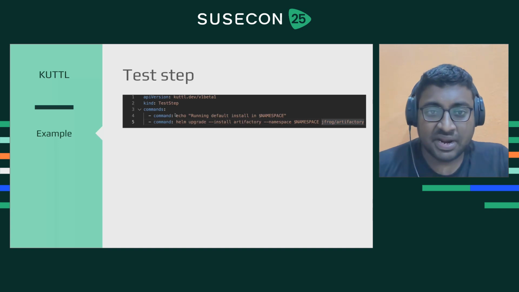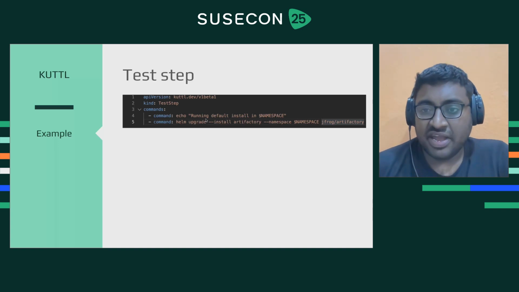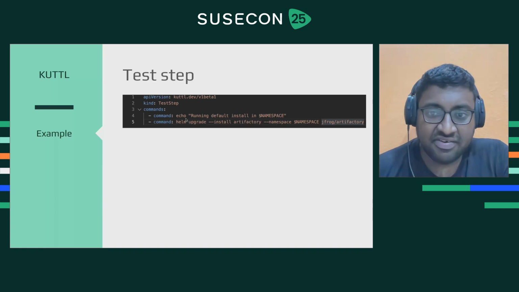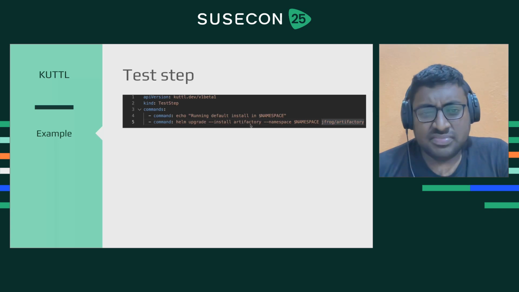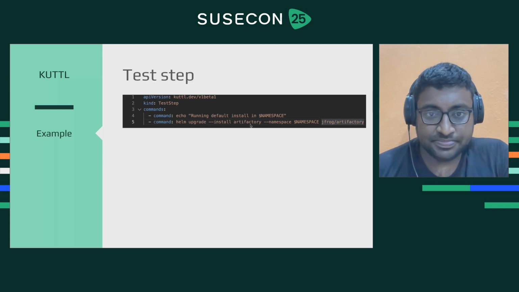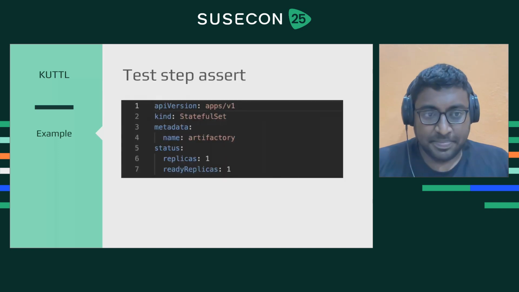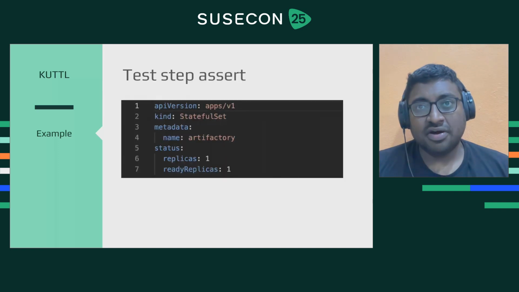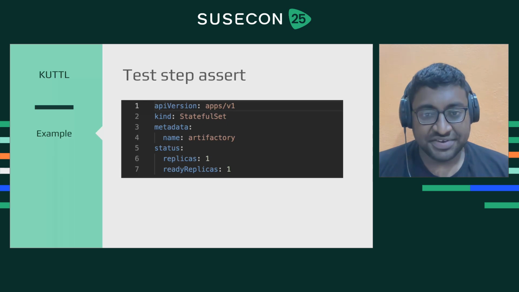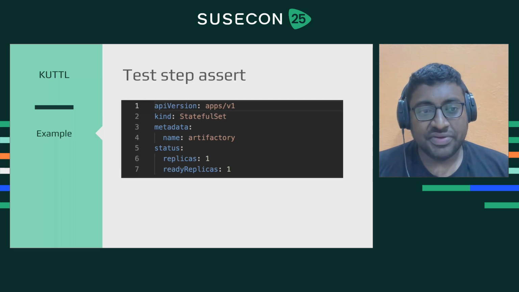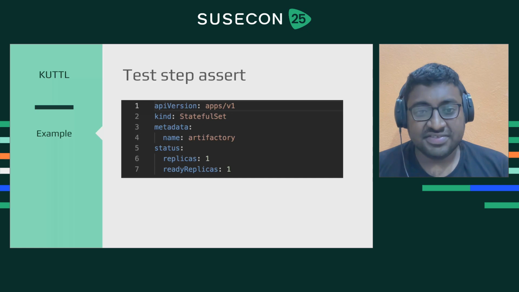You can see here I'm trying to install JFrog Artifactory using a simple Helm command. Next is a test assertion step. So I'm trying to install Artifactory and then do an assertion on top of it. Since Artifactory is a StatefulSet application, I would like to add an assertion to check whether the install of my application is successful by checking the ready replicas over here.